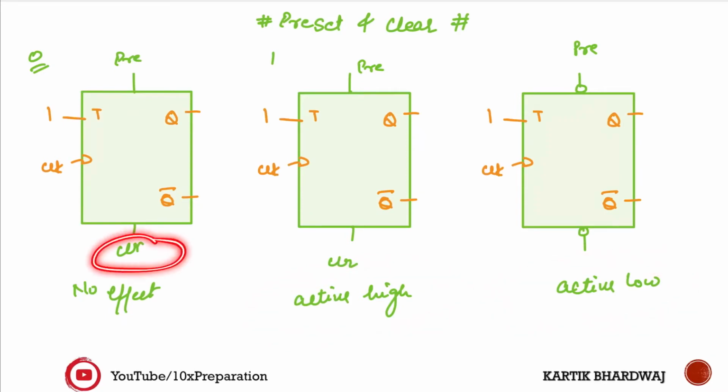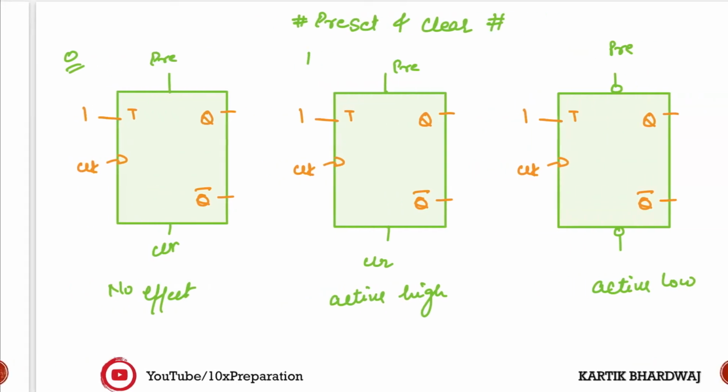The same thing applies to clear. Preset is used to make Q 1, and clear is used to make Q 0. If clear input is high, the output becomes 0. If clear is low active and you put 0, the output becomes 0. So you got all these points. These are the two important terms, preset and clear. In different circuits, synchronous as well as asynchronous, they play a crucial role if we want to terminate in between.